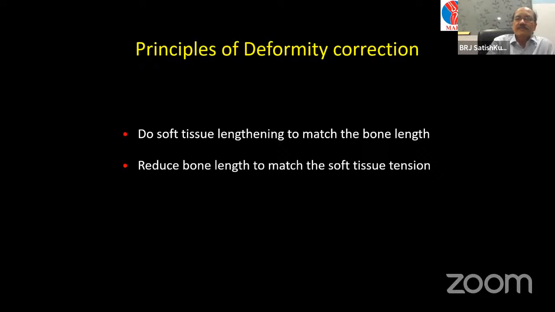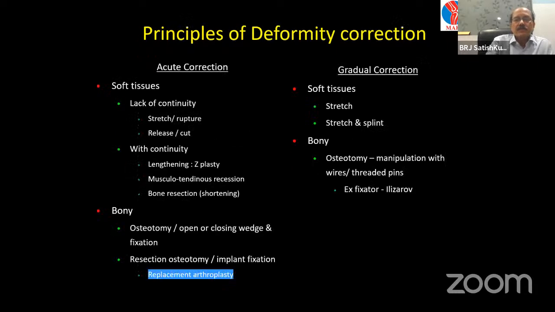Some of the fundamental principles of deformity correction is we have to do soft tissue lengthening to match the bone length, or sometimes we have to reduce the bone length to match the soft tissue tension. Of course, we have to cut the bone and correct the deformities. Again, this is a very important concept: the deformity can be corrected acutely or gradually.